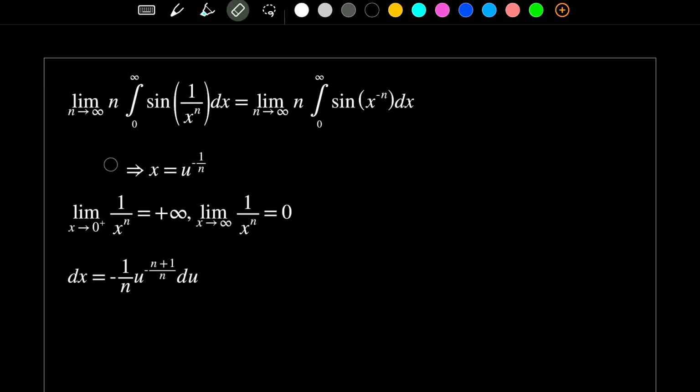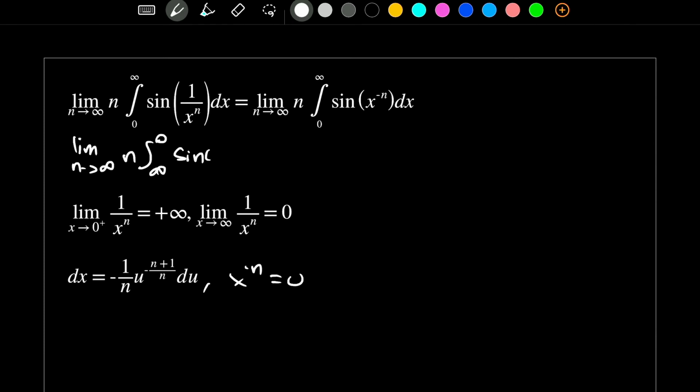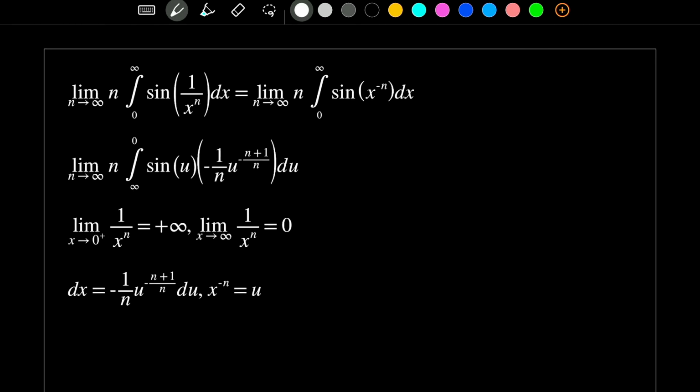So let's maybe get rid of this and rewrite some stuff. So we've got everything set up for a substitution, and we're going to get the limit as n approaches infinity of n times the integral from, and then we need to change our bounds, from infinity to 0, so that's what we just looked at, and times sine of u, so that's just plugging in our substitution, and also dx is going to equal minus 1 over n times u to the power of minus n plus 1 over n, and then all du.